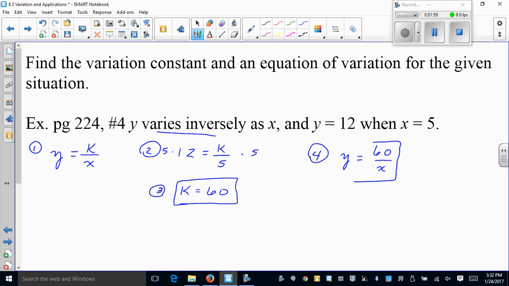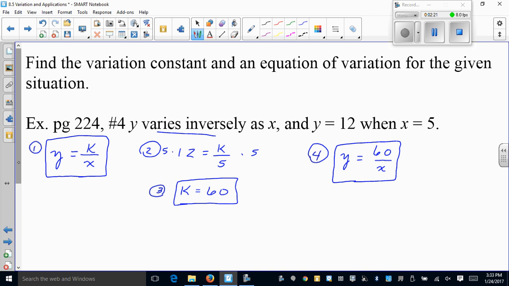So I'll be looking for three things. I'll be looking for you to show me the generic equation, basically show me that you know what inversely means. Second step is solve for k. And third step is to substitute k into your step 1.